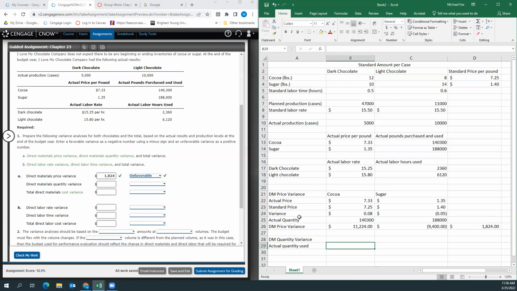Actually, I put used, but it's the same as this number, which is given right here. So our actual quantity for cocoa is 140,300 pounds. And our actual quantity for sugar is 188,000 pounds.